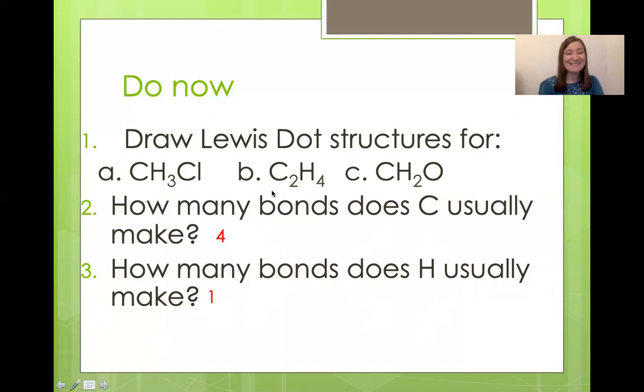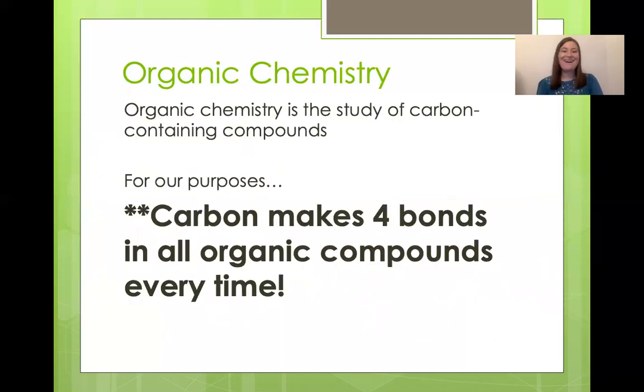So this is key information going forward because when we're talking about organic chemistry, we're going to be using a lot of carbon and hydrogen. So carbon always is making 4 bonds. Hydrogen is always making 1. Good.